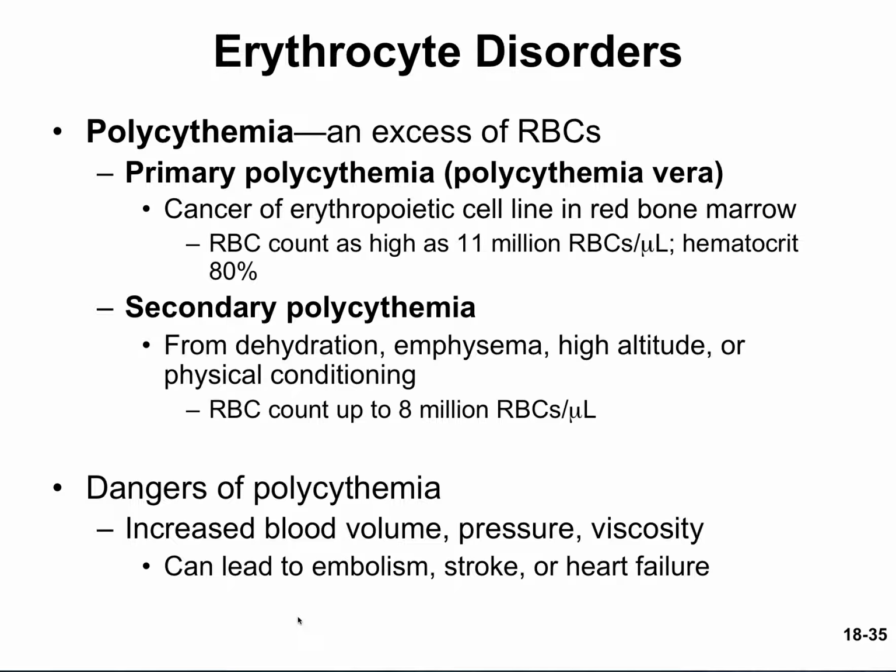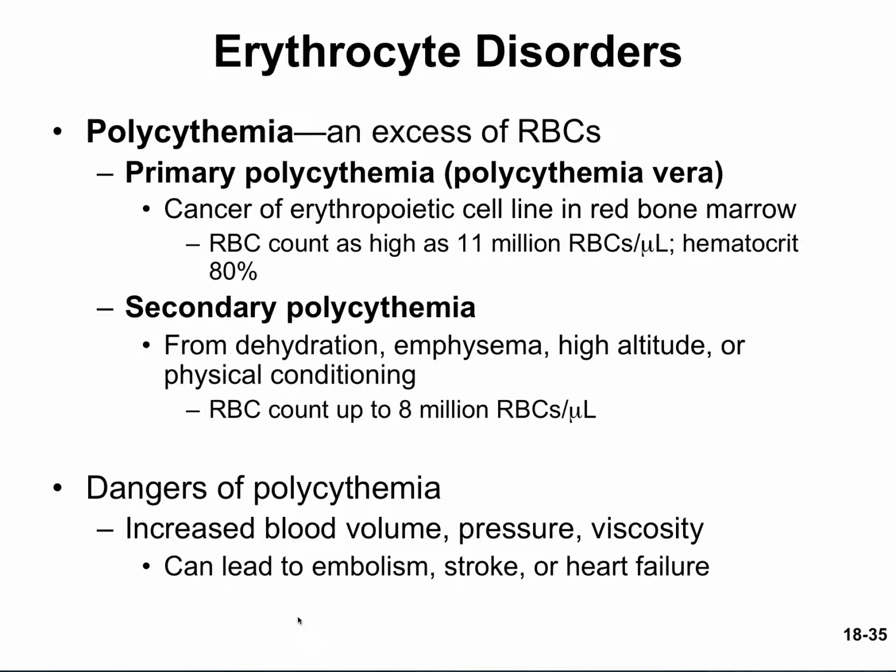Disorders of red blood cells. Polycythemia is an excess of red blood cells. There's primary and secondary. Primary is typically from cancer in red bone marrow. Secondary is from dehydration, emphysema, high altitude, or physical conditioning. Primary can lead to red blood cell counts as high as 11 million per microliter with an 80% hematocrit, and secondary can lead up to 8 million.